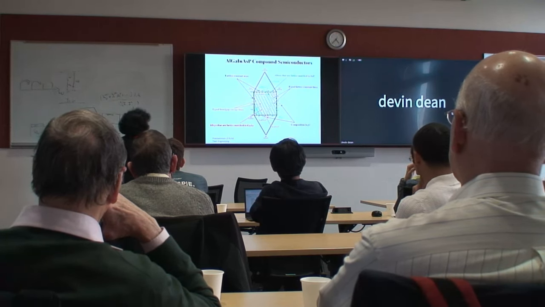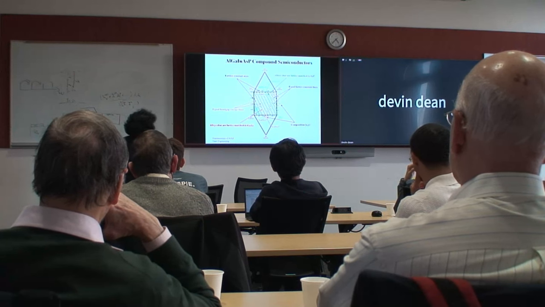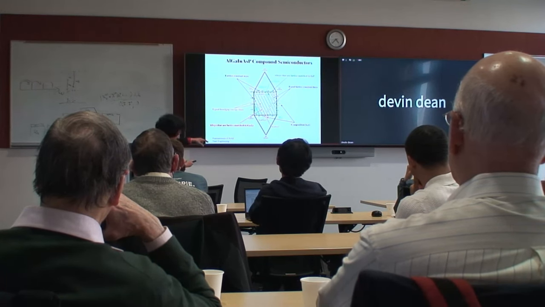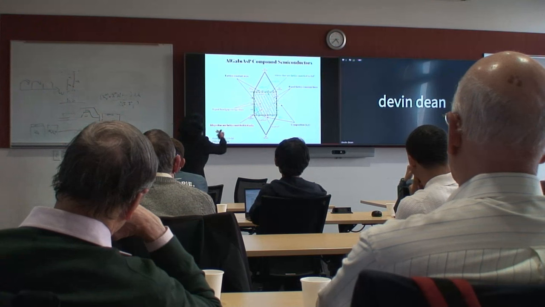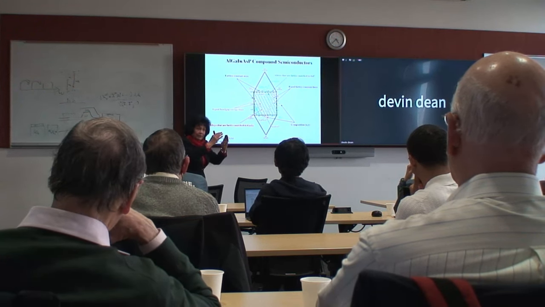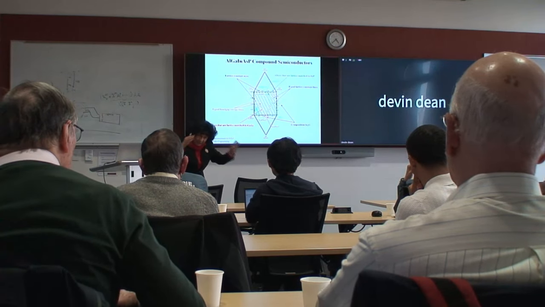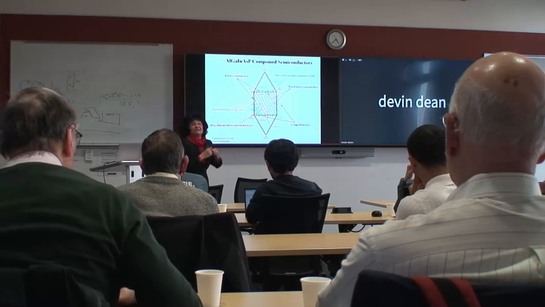And the other technique used binary and ternary alloys on the gallium arsenide substrate. The gallium arsenide, gallium aluminium arsenide, this red part that you can see, was very interesting because when you change the alloys, you can change the energy gap, but the lattice parameter is exactly the same.